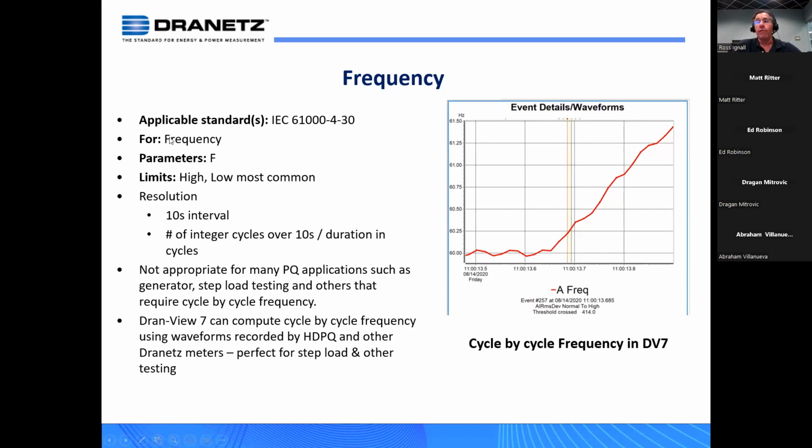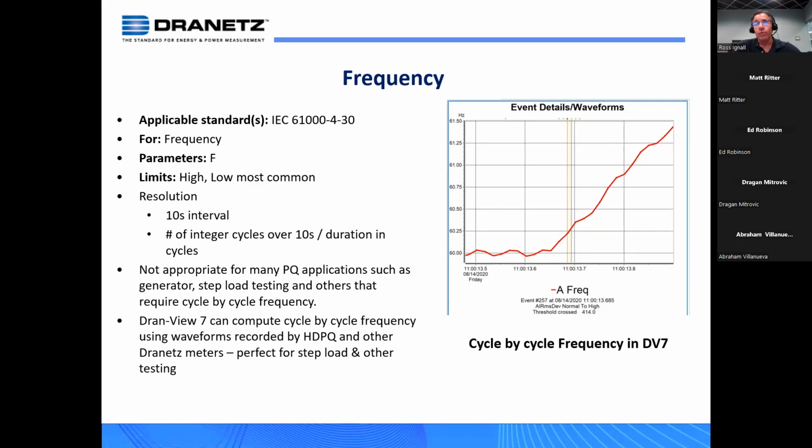Again, what's it used for? Frequency, parameter F, that's the obvious part. The limits are typically a high and a low limit. So I'm supposed to be 60 hertz in the United States. I have a limit on the high, 60 point something, and a limit low, 59 point something, 58 point something, and you're kind of tracking that. 61000-4-30 defines a 10-second interval.